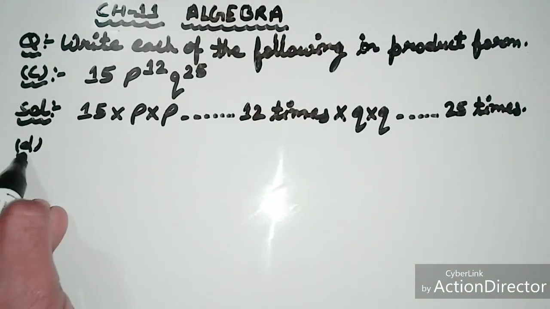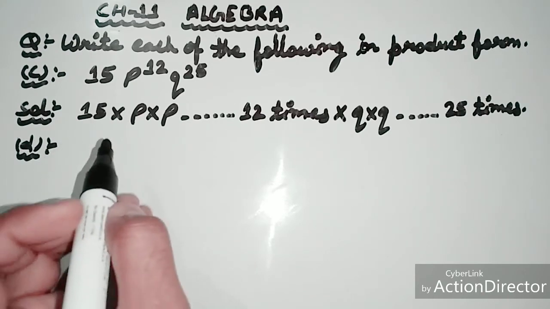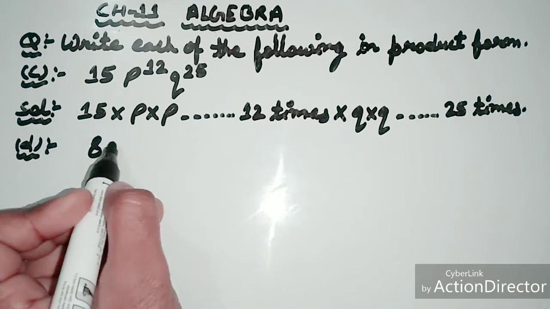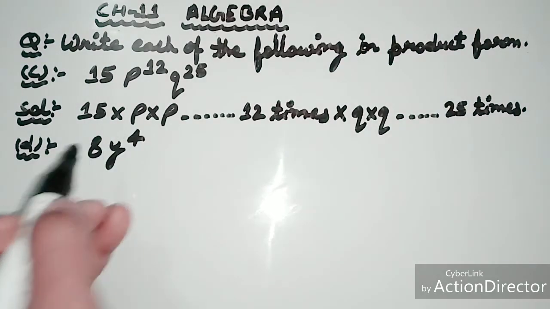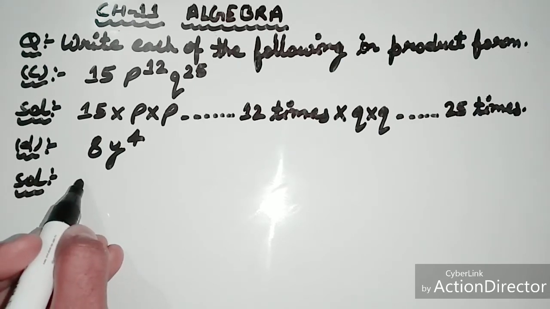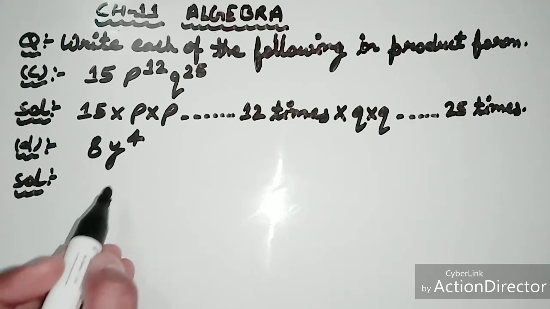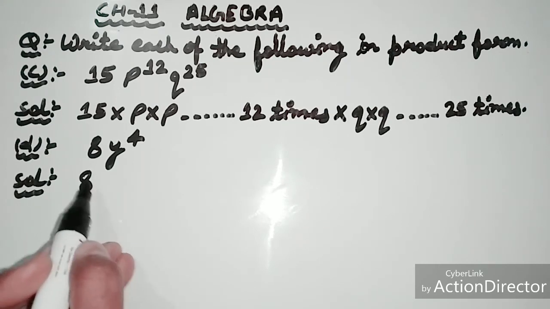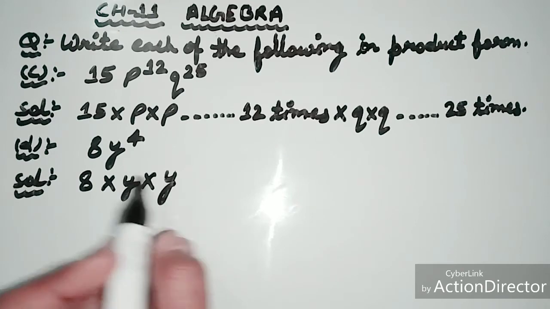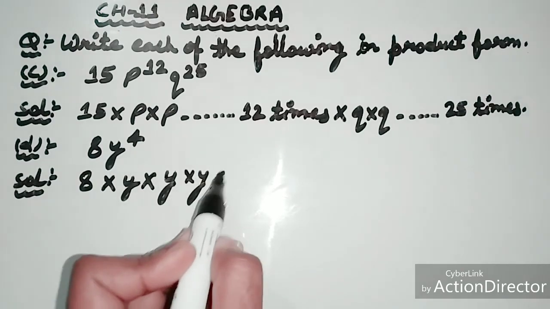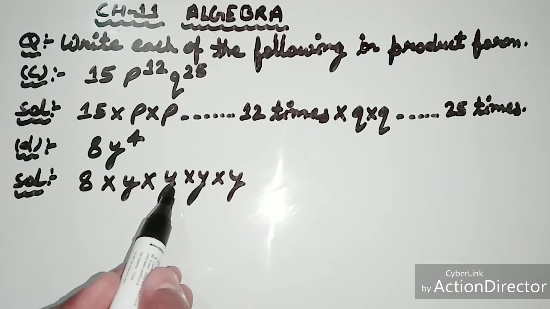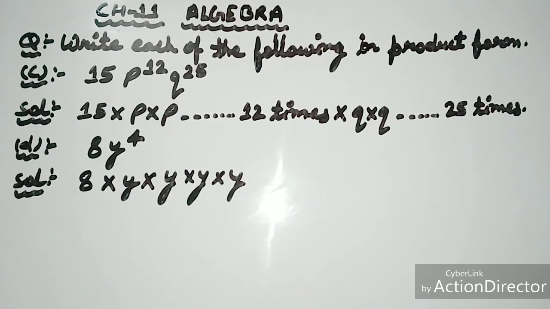Example number D, 8 y to the power 4. So here we write product form of this number, 8 multiply by y multiply in 4 times. So here we write y in 4 times, 8 multiply by y multiply by y multiply by y multiply by y.